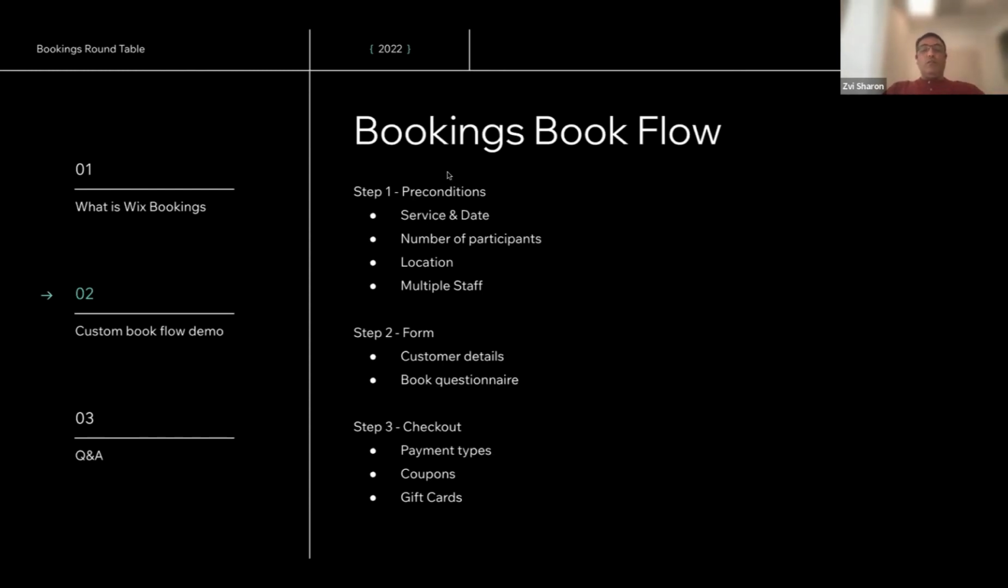Today, what we are going to concentrate on is only step one, the preconditions. We see that we have a lot of customers that need the start point of the booking to be different. So we can have a number of participants. For example, this is what we will concentrate on today, and we will also have the location. The number of participants is basically when a group of people will come, usually like a museum, like a spa, things like that. So they will be coming in a group.